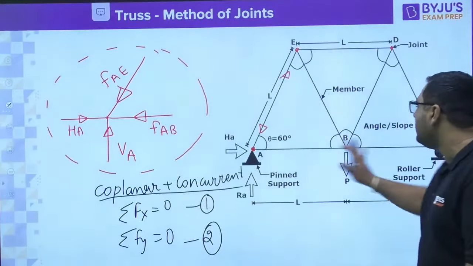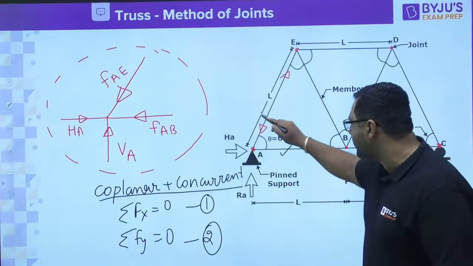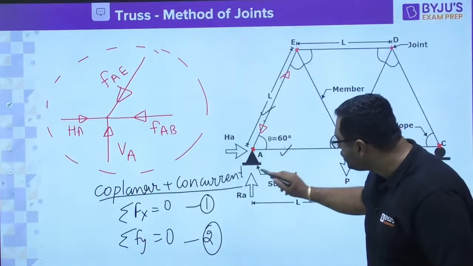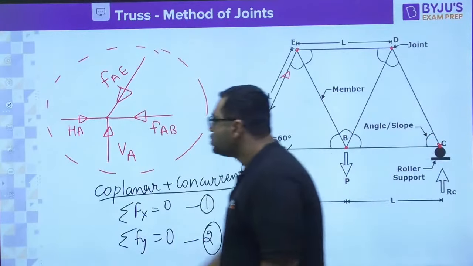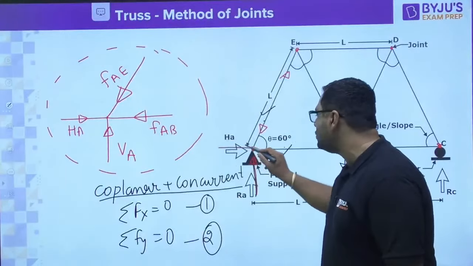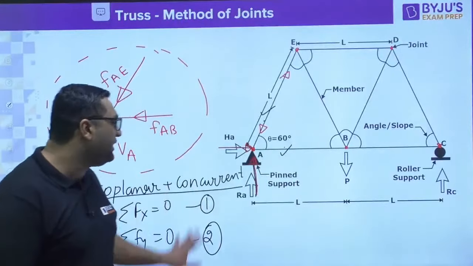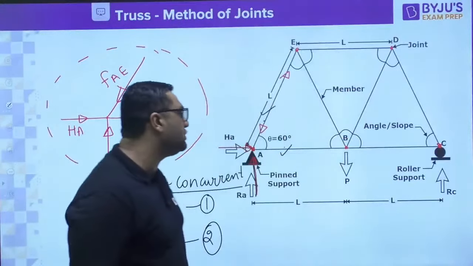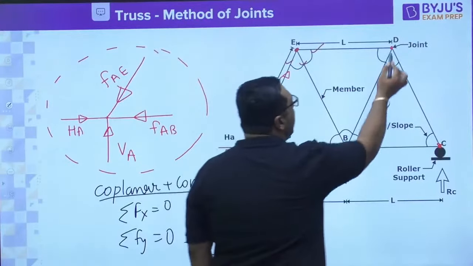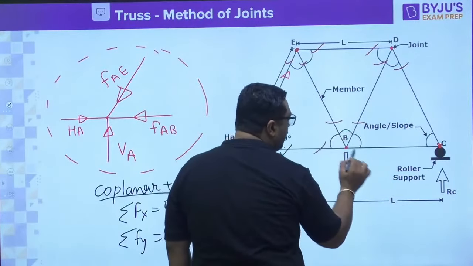Like if you see this figure, at joint A, you know there are only two members, so two unknowns will be there. Because of the support, for these two unknowns you need to find the support reaction first. When you are using the method of joints, it is not always necessary to find the support reaction. If you see this joint, there are three members, so three forces. At this joint there are three members, so three forces. At this joint there are four members, so four forces.